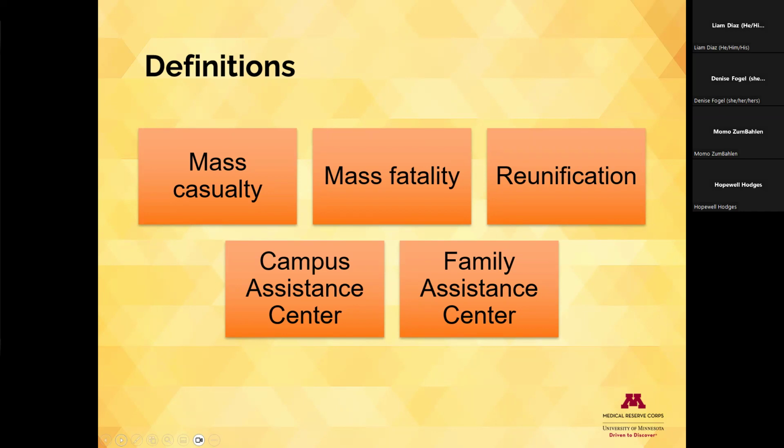So Family Assistance Center and Campus Assistance Center are very, very similar. The biggest difference is that the Campus Assistance Center is a little bit higher level of service, just because of what we provide at the university, compared to if something happened at US Bank Stadium down the street or something like that. They do not provide those core services to everybody.